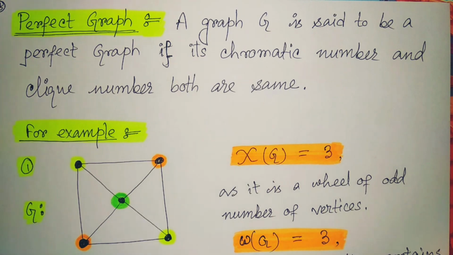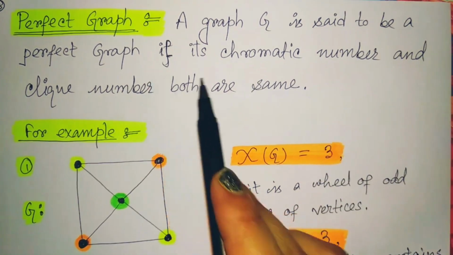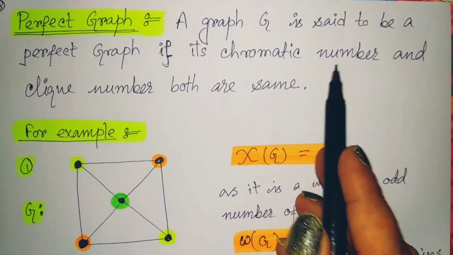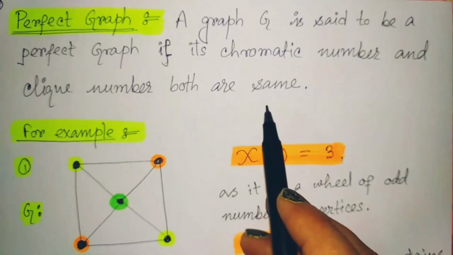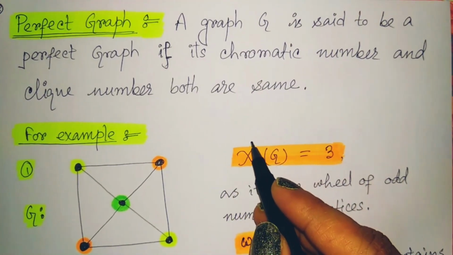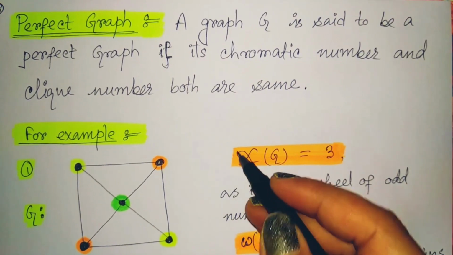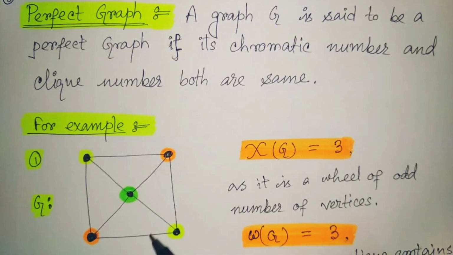So what is a perfect graph? A graph G is said to be a perfect graph if its chromatic number and clique number are both the same. We know what the chromatic number is. The chromatic number is the minimum number of colors required to properly color a graph.